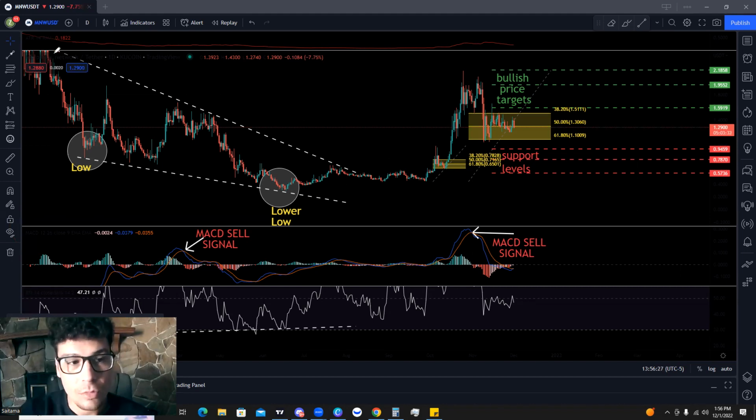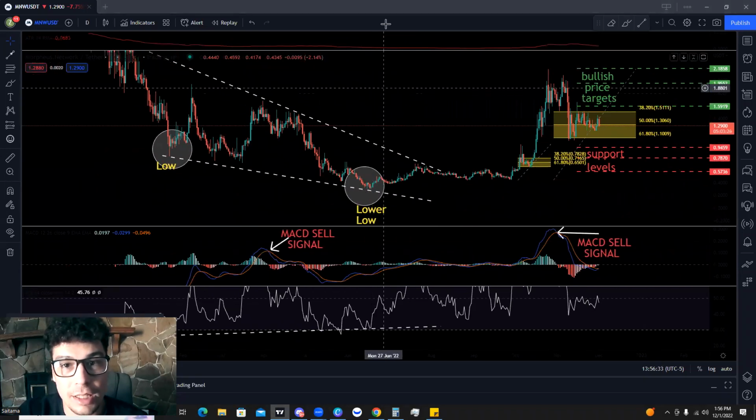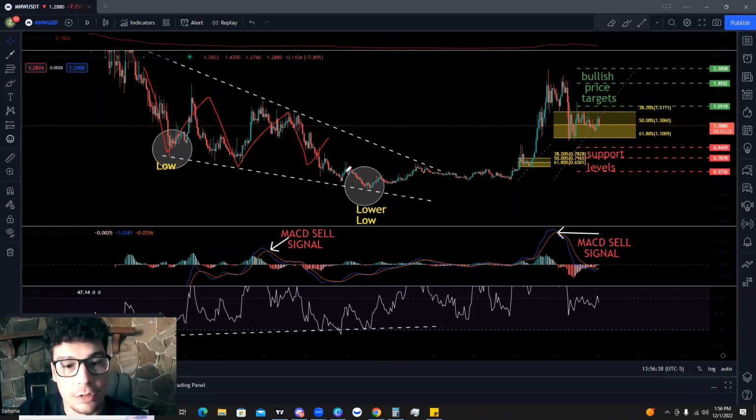So previously here in the past, we had a bullish chart pattern known as a falling wedge, and that's going to be indicated by these two trend lines right over here. And we're basically zigzagging in between these two trend lines. And you're looking for a breakout to the upside. Now we ended up getting our breakout and we ended up hitting our bullish price targets very beautifully.